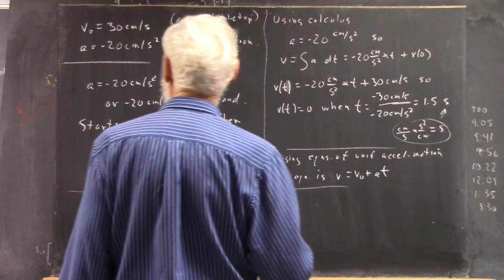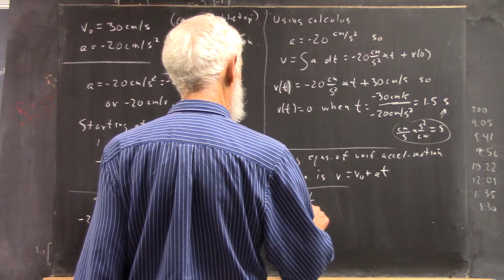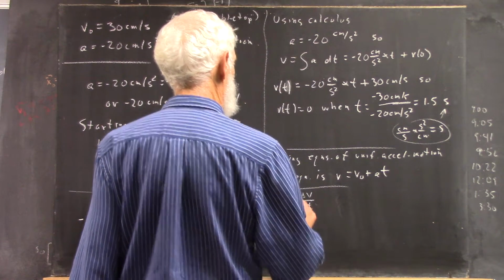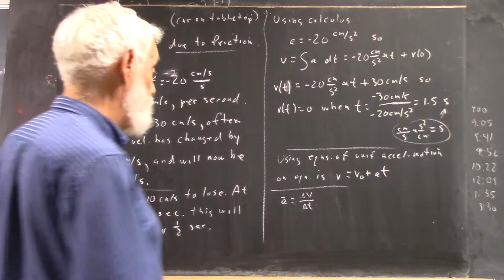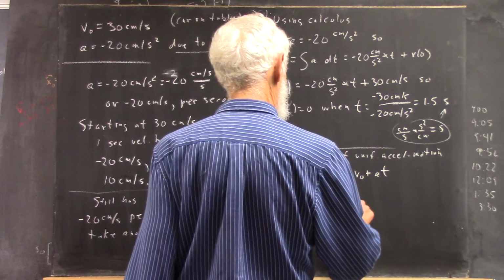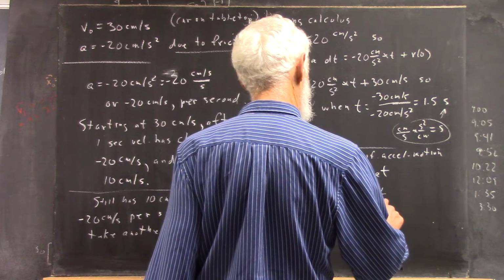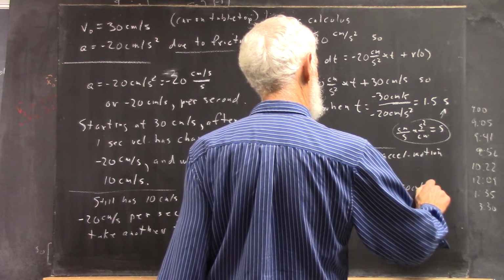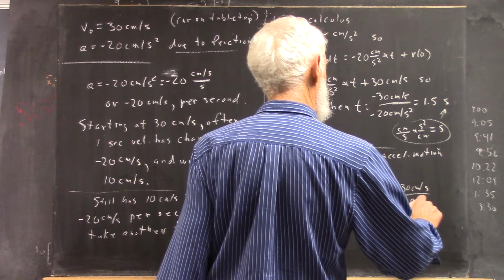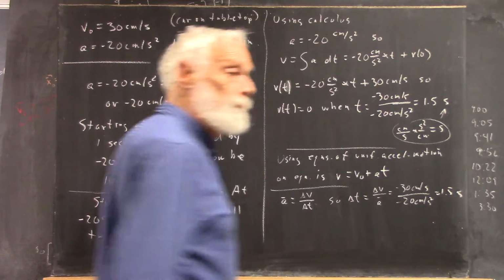We could have written it out: acceleration is change in velocity over change in time. That'd be average acceleration, but acceleration's constant here, right? So change in time is delta v over a bar, which equals negative 30 centimeters per second over negative 20 centimeters per second squared, which equals 1.5 seconds. Okay?